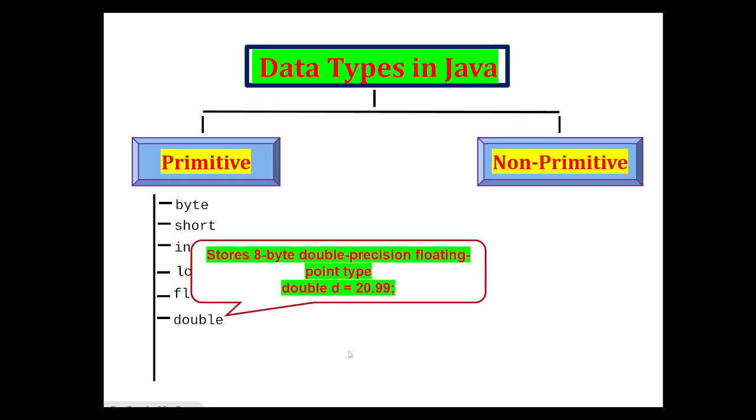Next is a double, which is 8 byte double precision or decimal floating point, and how we can declare it like double d, and we can pass the value which is in decimal.